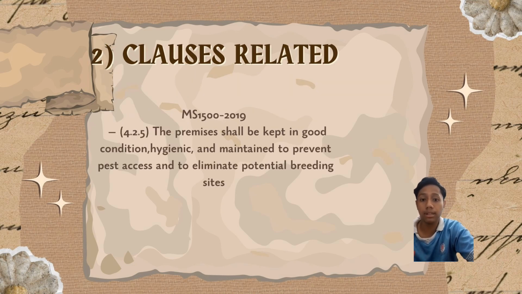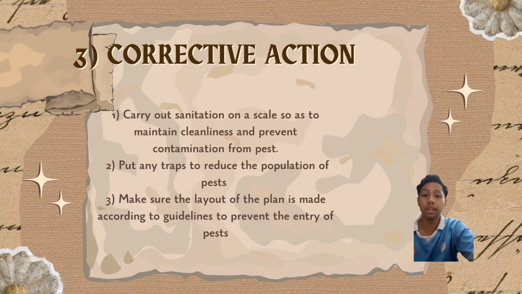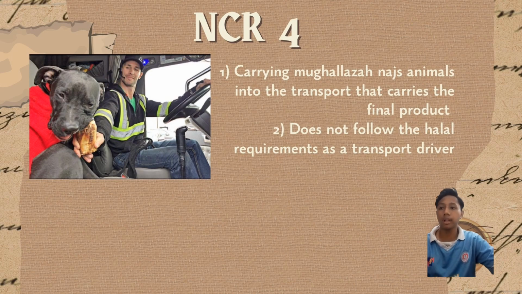So the clause that is related to this NCR is MS 1500:2019 on clause 4.2.5. The premise should be kept in good condition, hygienic and maintained to prevent pest access and to eliminate potential breeding sites. And the corrective action for this NCR is number 1, carry out sanitation on a scale so as to maintain cleanliness and prevent contamination from pests. Number 2, put traps to reduce the population of pests. And number 3, make sure that the layout of the plant is made according to the guideline to prevent the entry of pests.